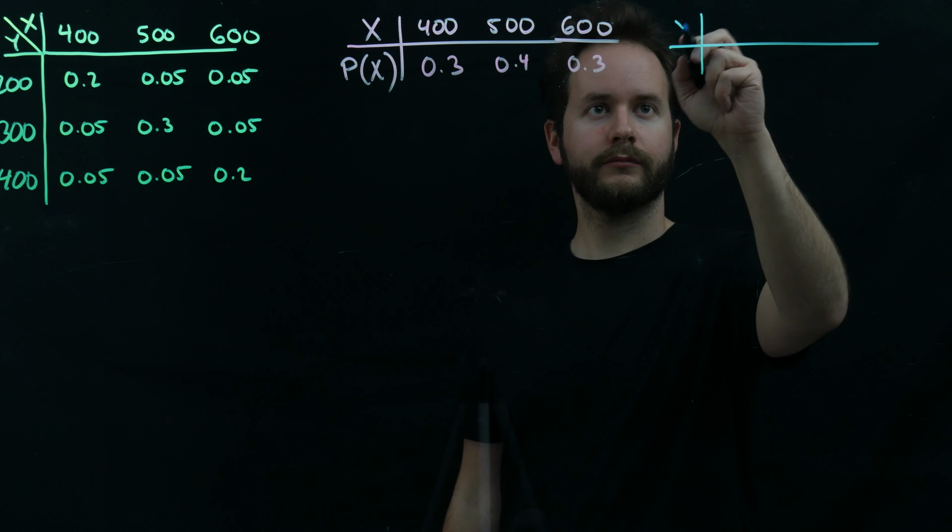Now, I don't want you to come away thinking that this is always going to happen. It just so happened that these numbers were chosen in such a way that 0.3, 0.4, and 0.3 were the probabilities for both tables, and that was just a coincidence. It doesn't always happen that way.